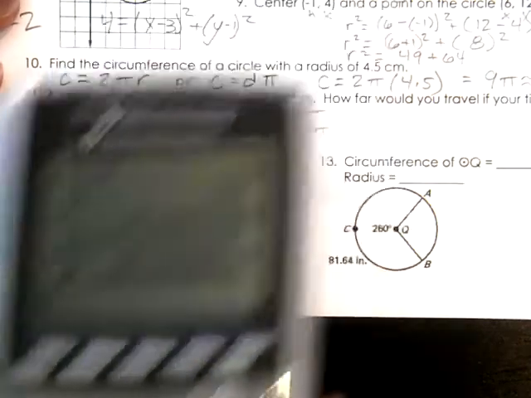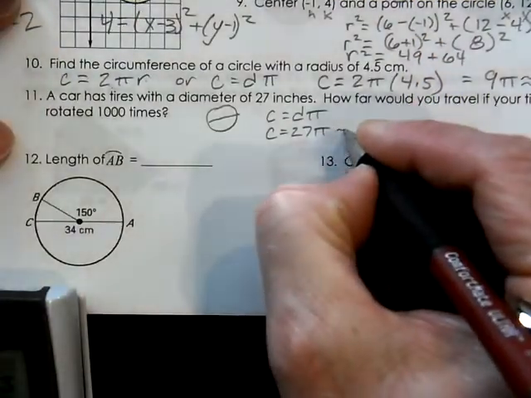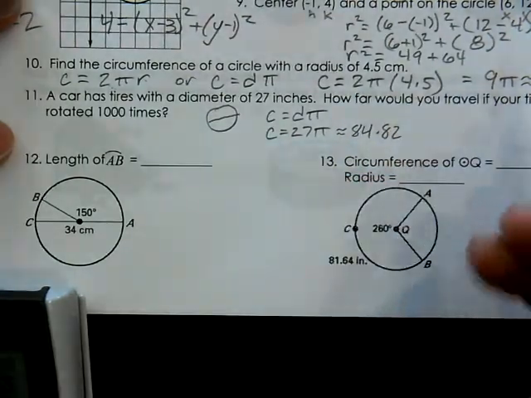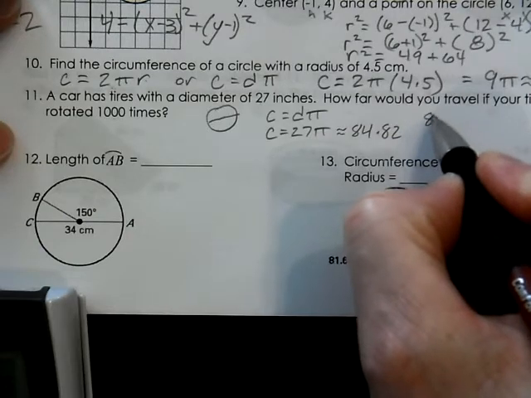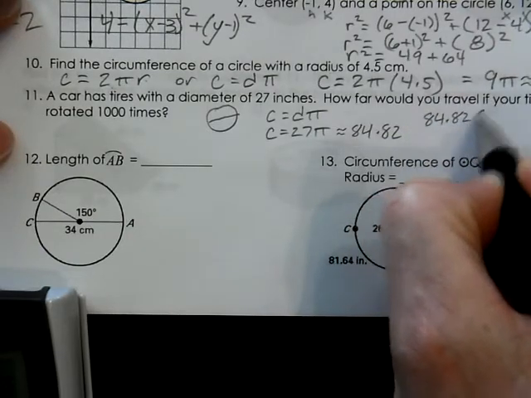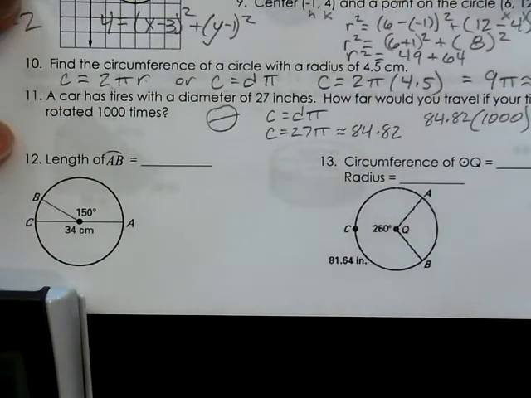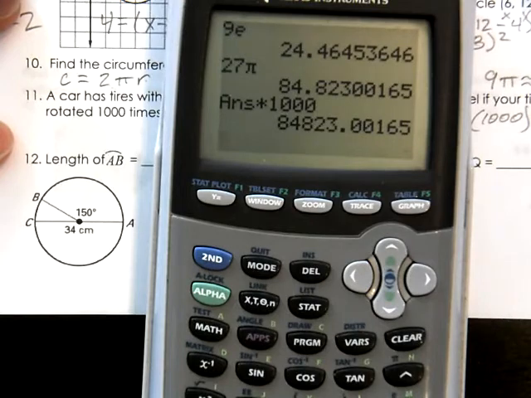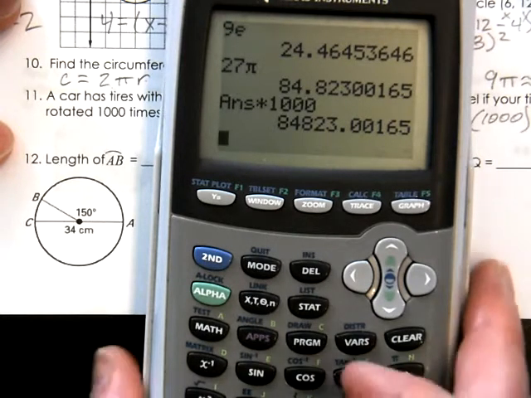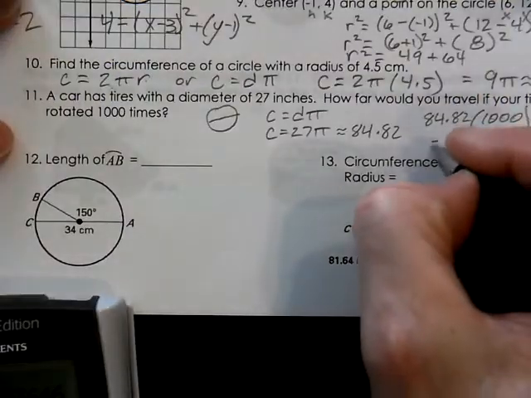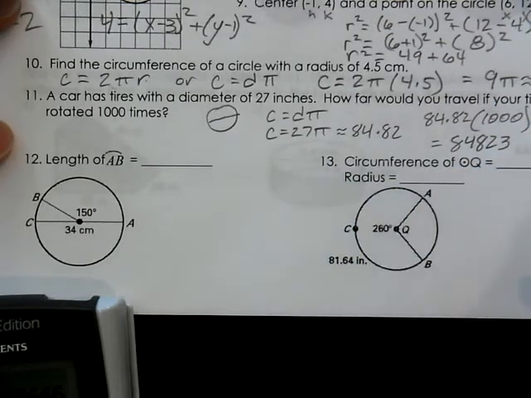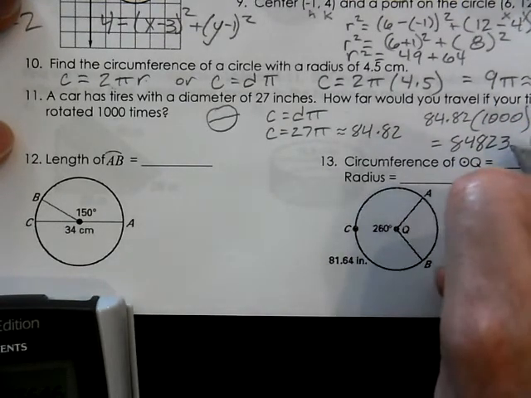That's 84.82. We're going to take our 84.82 and times that by 1,000. That's just going to move our decimal spot 3 units to the right, and we get 84823. So we get an answer of 84823, and those are inches.